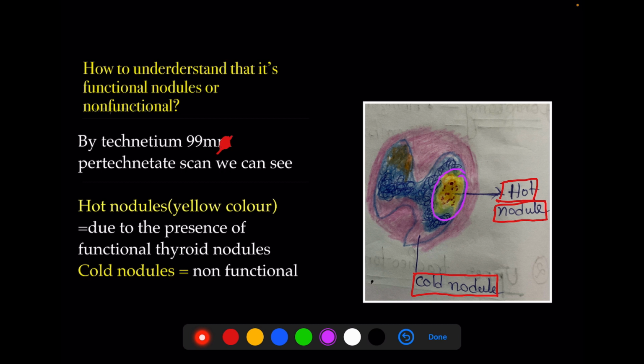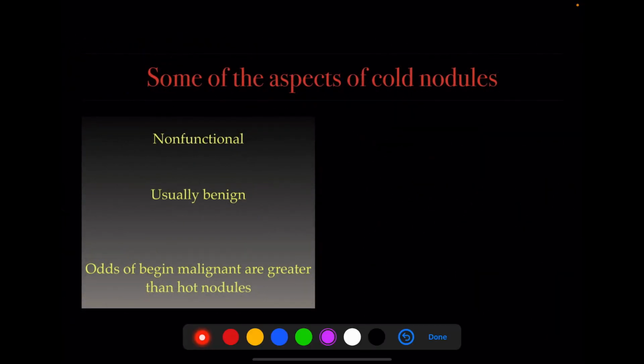And on the other side, the cold nodule, which is a non-functional nodule, didn't pick up that 99m technetium, and it's in pink color. Now here are some aspects of a cold nodule. First, it is non-functional. Second, usually benign. And third, the odds of being benign or malignant are greater than with hot nodules. Just a point to remember, nothing else.